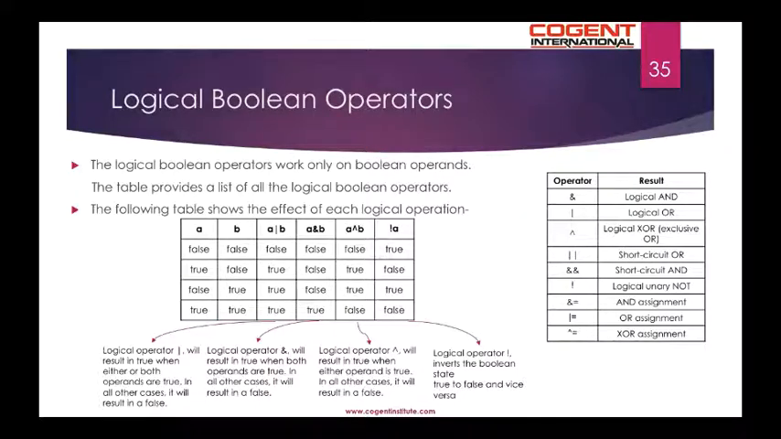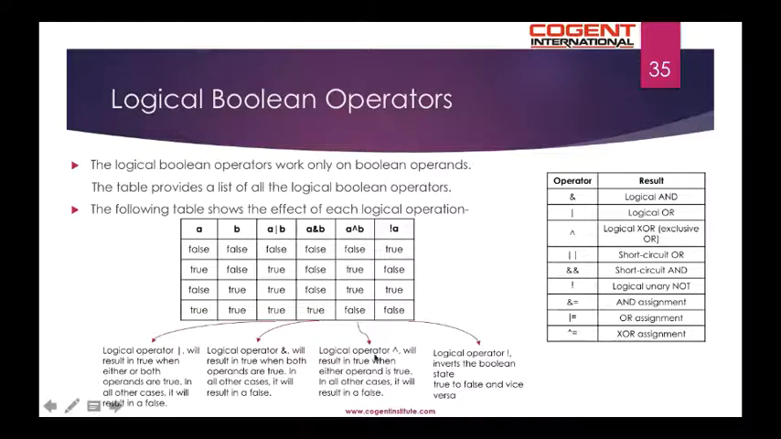So here we have two Boolean operands A and B, which have four possible outcomes: false, false; true, false; false, true; true, true. A logical OR in this case will result in a true when either or both of the operands are true. In all other cases, it will result in a false. A logical AND will result in true when both operands are true. In all other cases, it will result in a false.